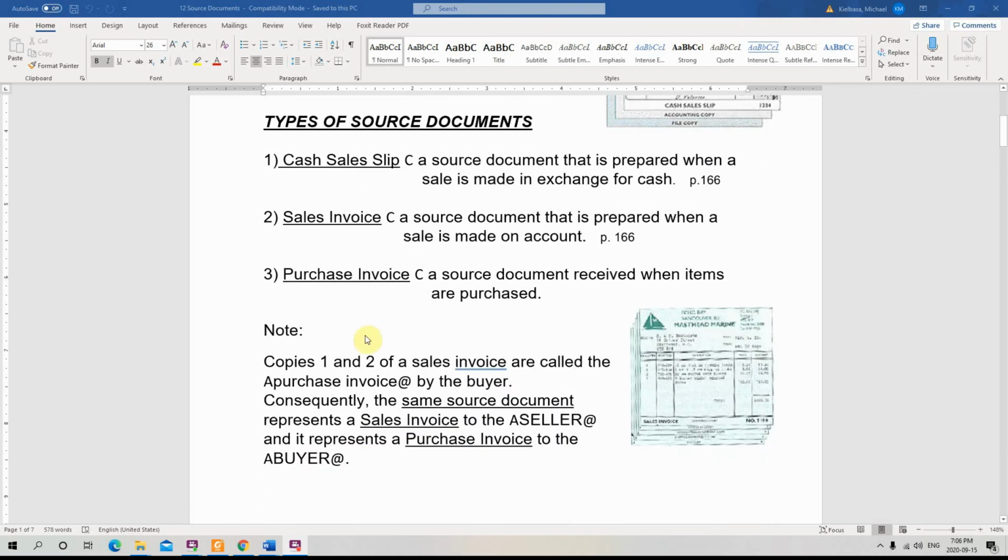All right. So copies 1 and 2 of a sales invoice are called a purchase invoice by the buyer. I apologize for these markings because the quotation marks got messed up on this particular version of Word I'm using. So you'll see them down here as well. So what I was mentioning is the same source document represents a sales invoice to the seller and represents a purchase invoice to the buyer. Okay.